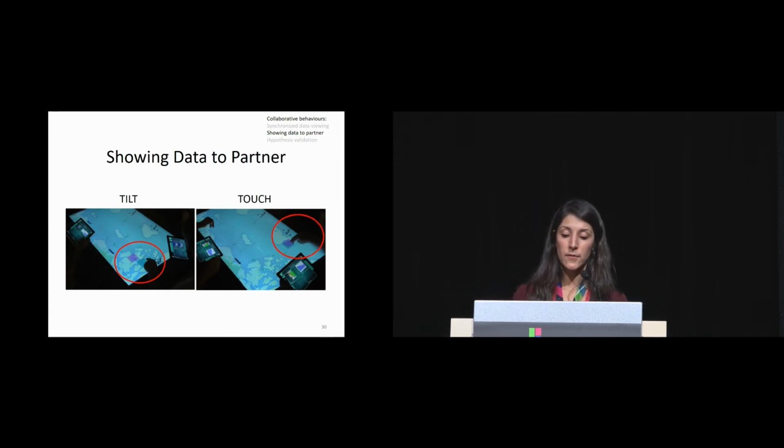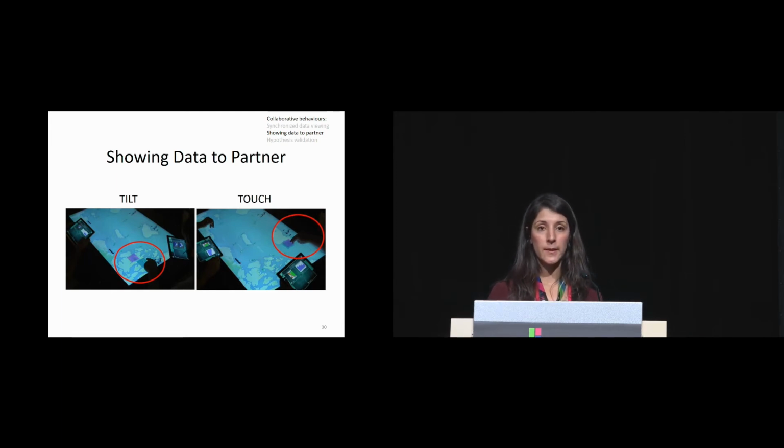The user-agnostic feature of touch that afforded flexible ownership of the ROIs was also beneficial when showing data to a partner. When discussing or debating different opinions about the data, one group member would often try to convince the other of their viewpoint by showing them relevant evidence.